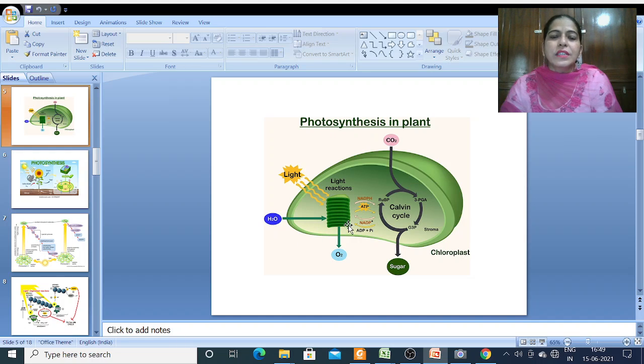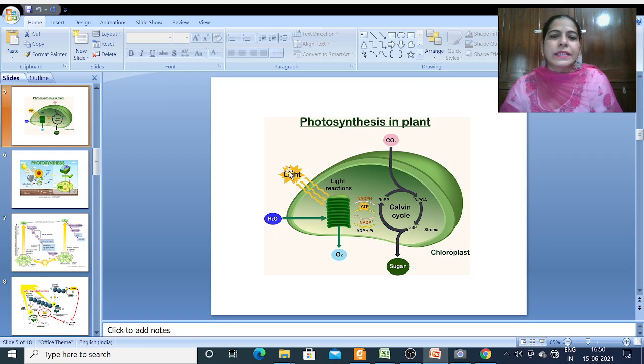So thylakoids will have the light reactions in them, and the dark reactions occur in the stroma, right? However, the terms light reaction and dark reaction are misnomers. We should call them light dependent reactions, and dark reactions should be called light independent reactions, right?